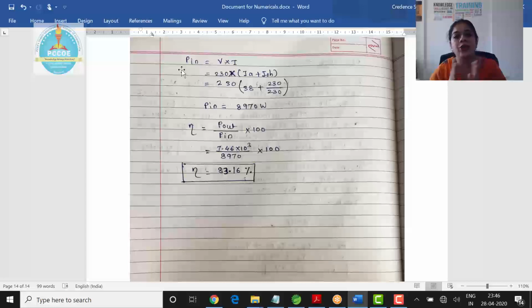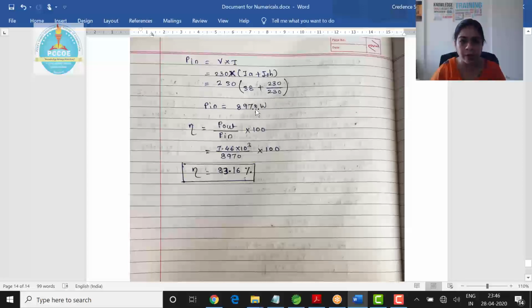Power is equal to V into I. So what is V? Supply voltage, 230 volt. What is I? IA plus ISH. Total current I need for calculating the P in, the total supply current. So I'll just put the value 230 into 38 plus 230 by 230. So this P in is equal to 8970 watts.